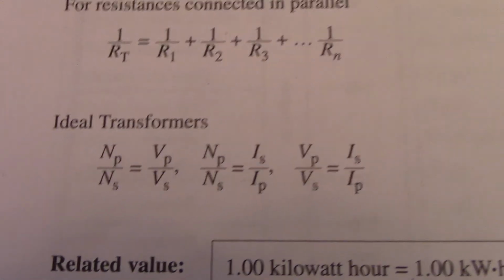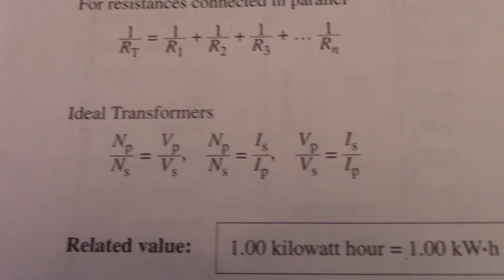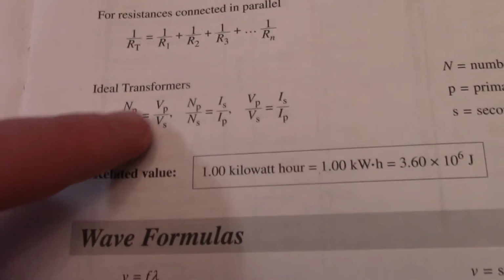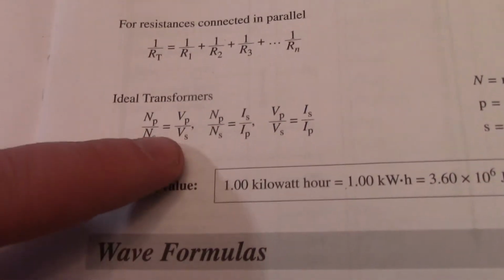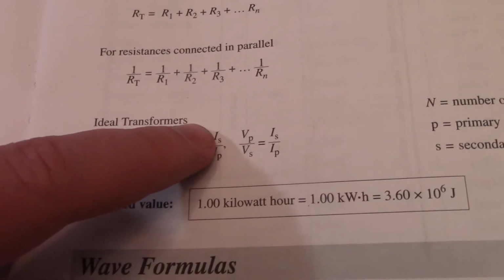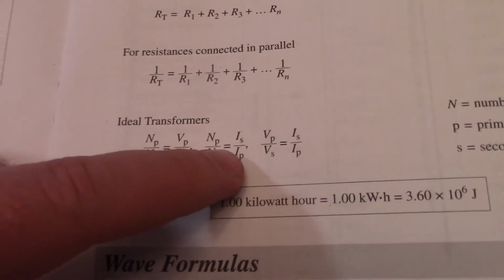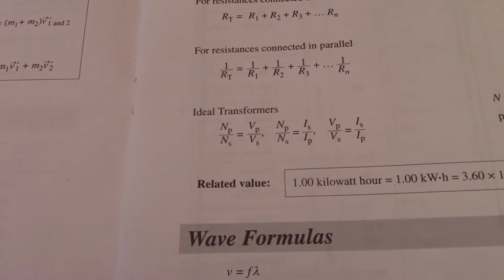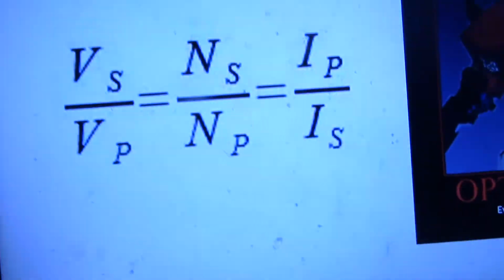Here's our transformer equation, and it's on page 3 of your data booklet. N stands for the number of coils, so N_P is the number of primary coils, and N_S is the number of secondary coils. This is primary voltage, V_P. This is secondary voltage, V_S. This is current, so secondary current, I_S, and primary current, I_P. So you have these ratios.